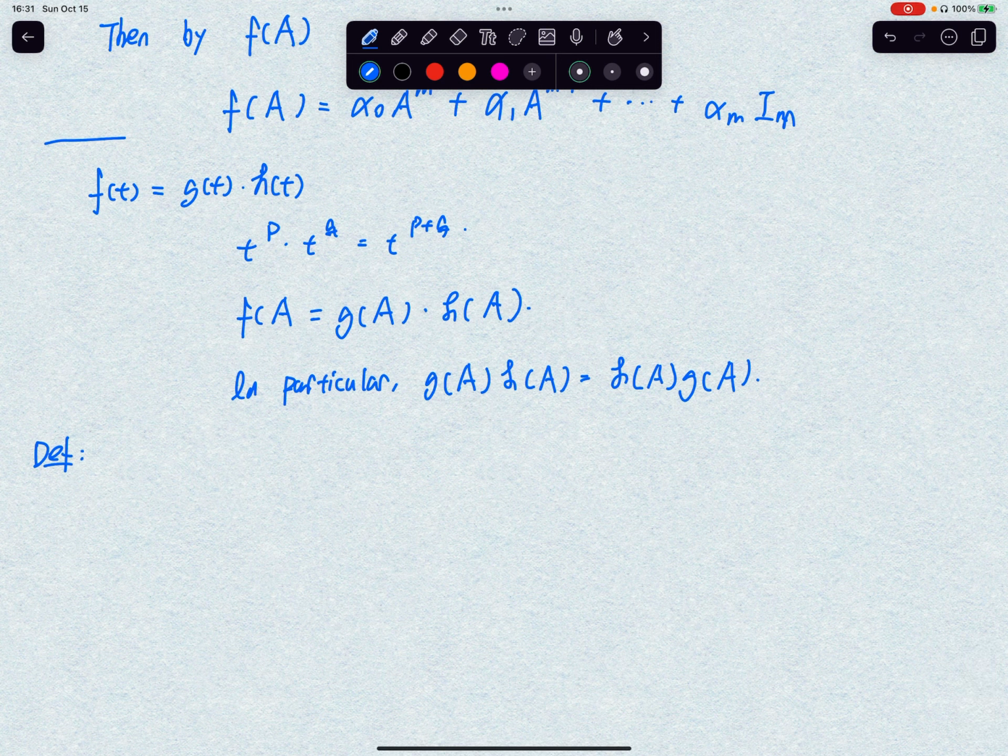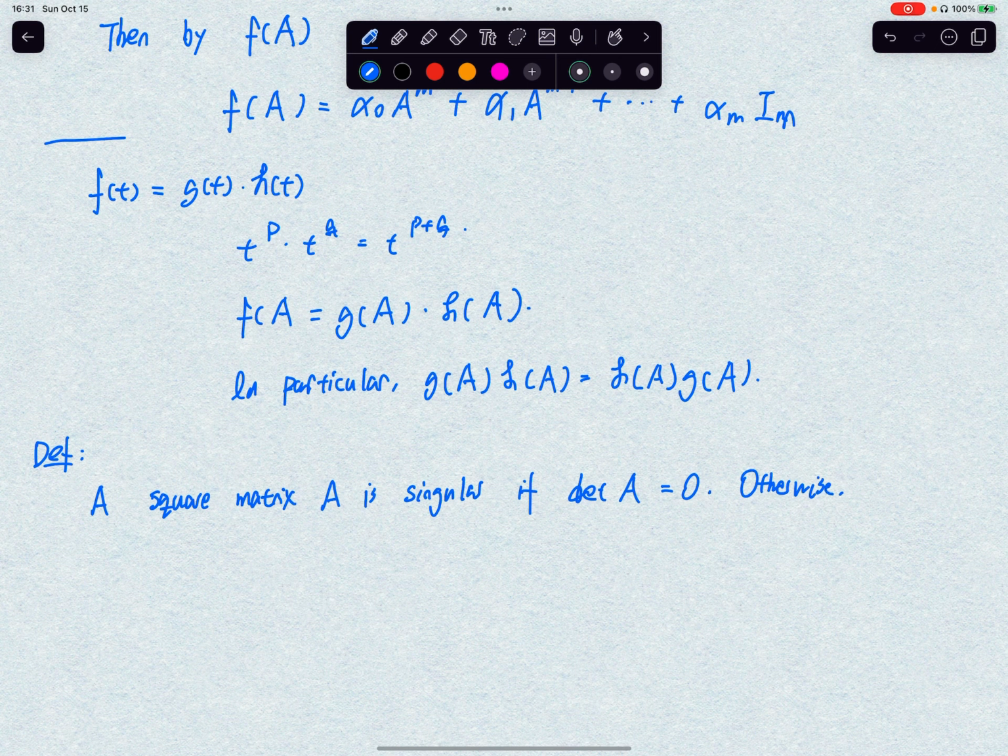And recall that when the determinant is 0, it means that our matrix is not invertible, and we also mean that our matrix is singular. So we have that a square matrix A is singular if its determinant vanishes. Otherwise, we say A is non-singular.